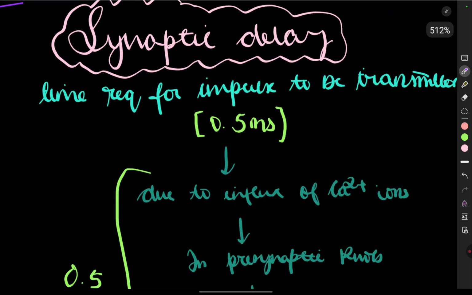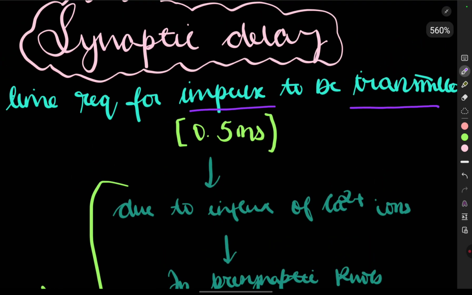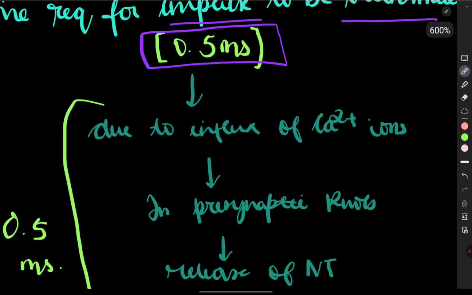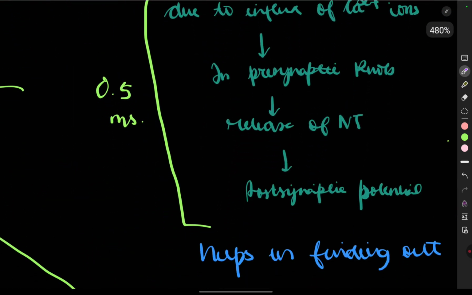The synaptic delay is the time required for the impulse to be transmitted. Whatever time is required for the impulse to get transmitted from the presynaptic to the postsynaptic through the synaptic cleft is called the synaptic delay, and it is 0.5 milliseconds. Now what all occurs in this 0.5 millisecond? It is very fast.